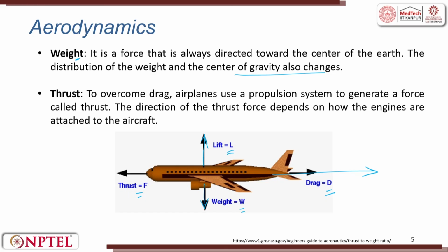Over a period of time, it gets diffused. So, that is given for the plane to move, that is called as a thrust force. The fourth force which is going to be there is the thrust force. To overcome the drag, the aeroplane uses a propulsion system to generate a force called thrust. The direction of the thrust force depends on how the engines are attached to the aircraft, right. It can be on the wings, it can be on the tail, depending upon your requirement.